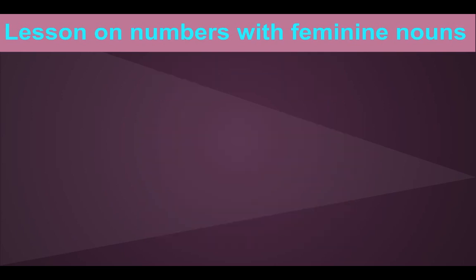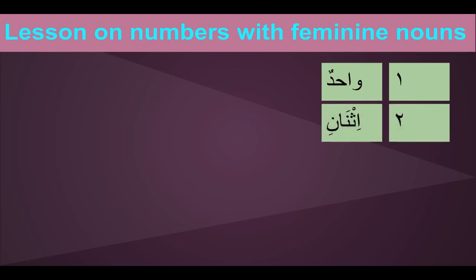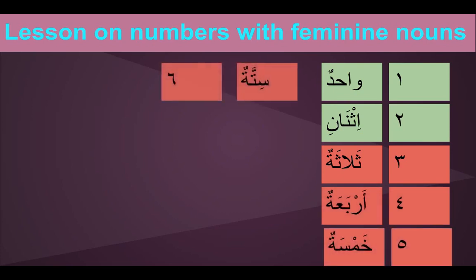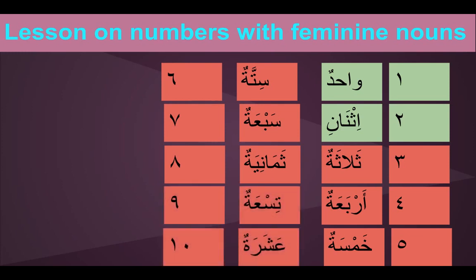So for masculine nouns, 1 and 2 will be na'at also, it will be a masculine number for masculine nouns, so wahid and ithnan. And from 3 till 10 the pattern changes, so it will be opposite genders. If the noun is masculine, we will be using feminine numbers. For example, thalathatun, arba'atun, khamsatun, sittatun, sab'atun, thamaniyatun, tis'atun and asharatun. So these are the feminine numbers used for masculine nouns, but today we are doing numbers with feminine nouns.